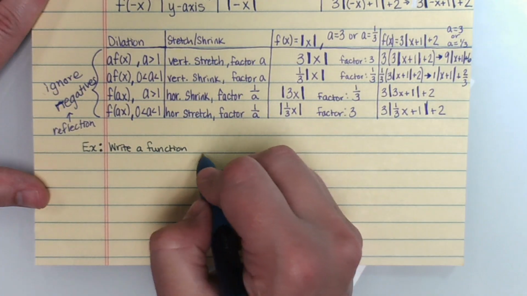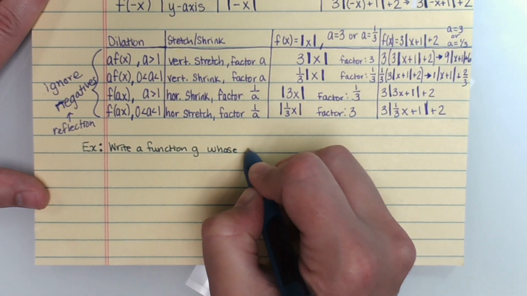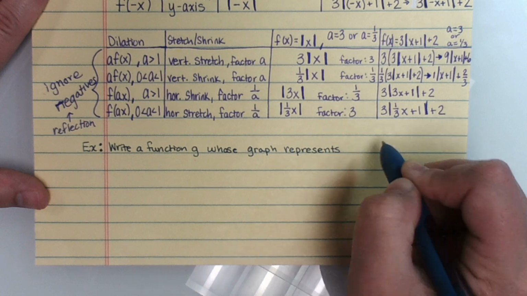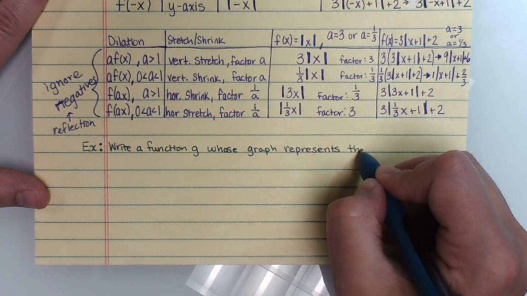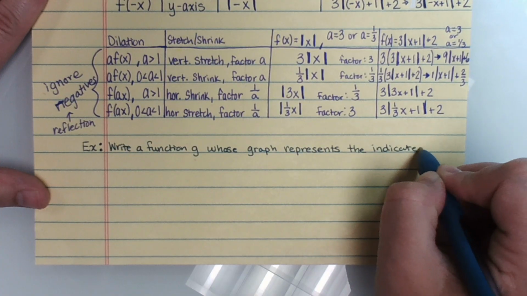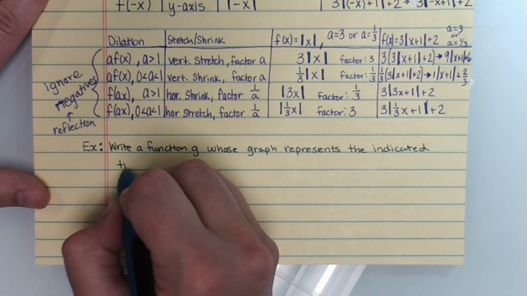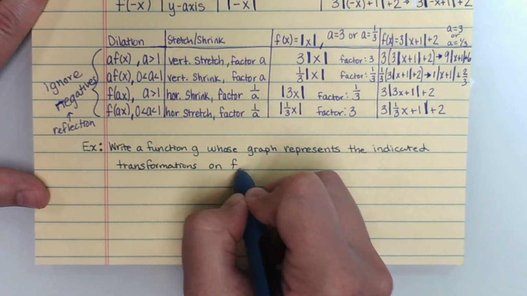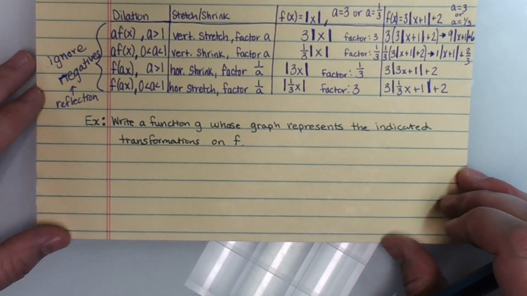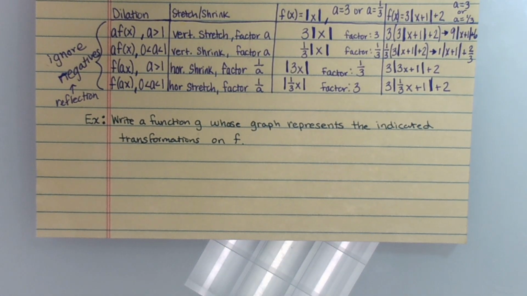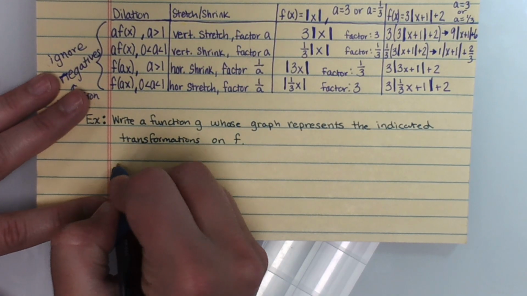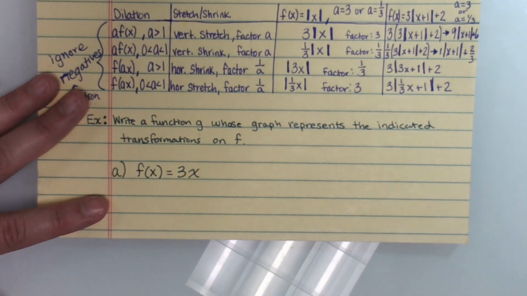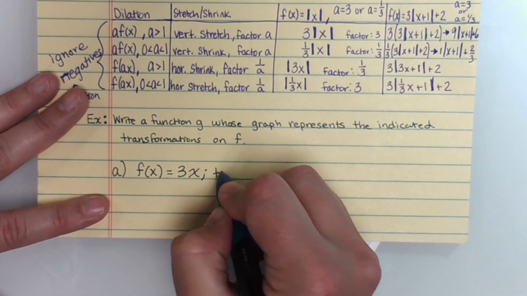Going to say write a function g whose graph represents the indicated transformations on F. It will follow it up by giving you a function f of x and what it wants you to do to it.